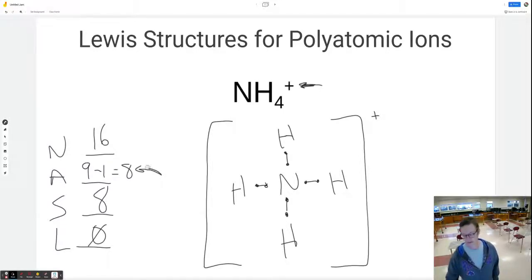So the difference is we change the number for A. Everything else we do the same. At the end, we put the whole drawing in brackets with the charge on the outside. Let's look at one more, an example of a negative one.